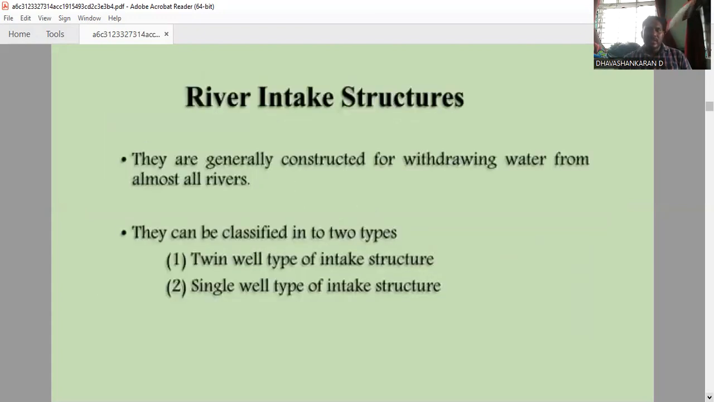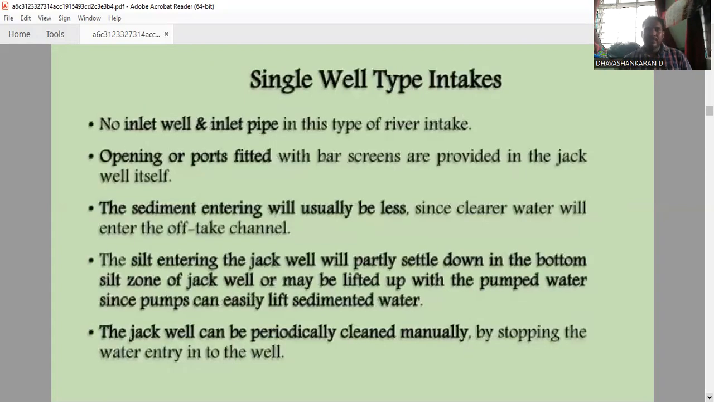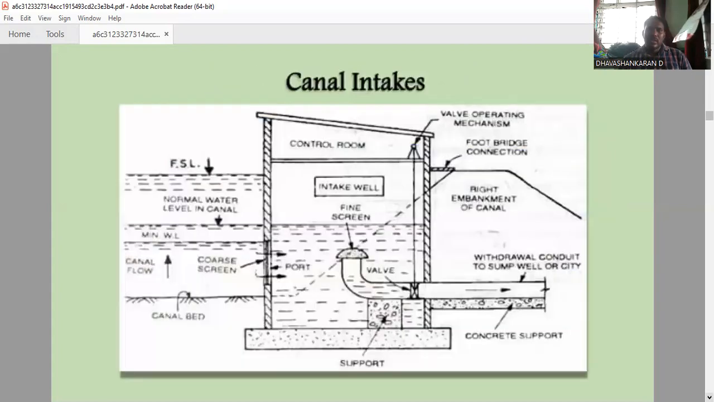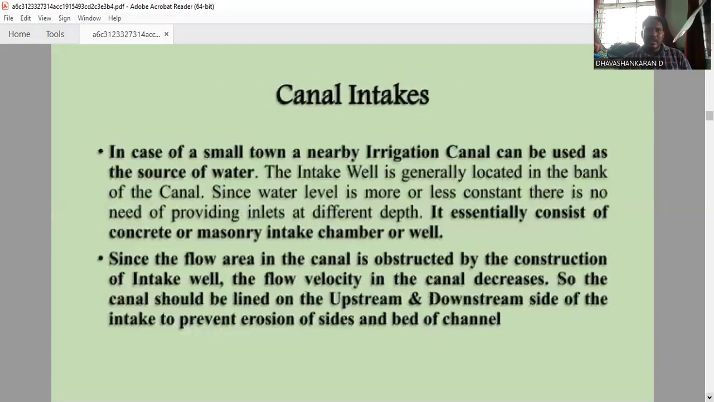From the river intake, we have the twin well type of intake structure and the single well type of intake structure. The twin well type of intake structure is again classified into three categories: an inlet well, an inlet pipe, and a jack well. This is the diagram which shows them. The next most important is the canal intake.